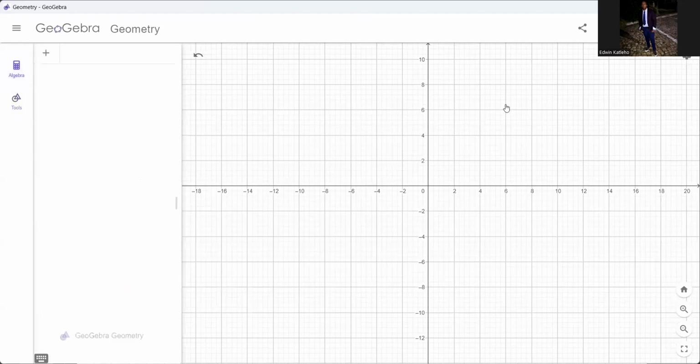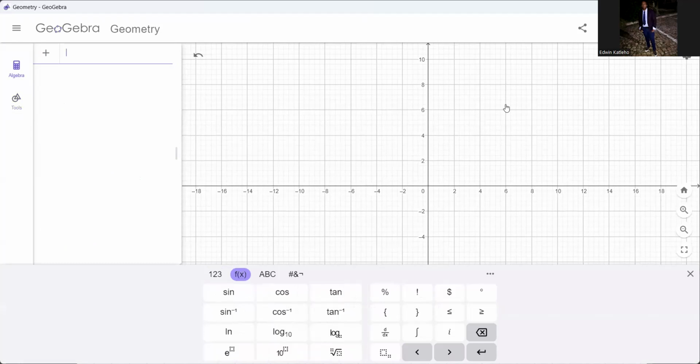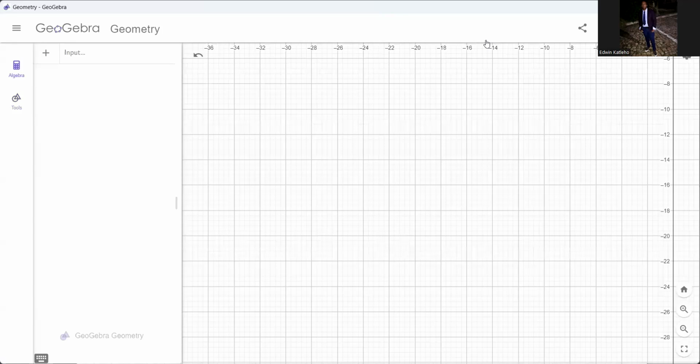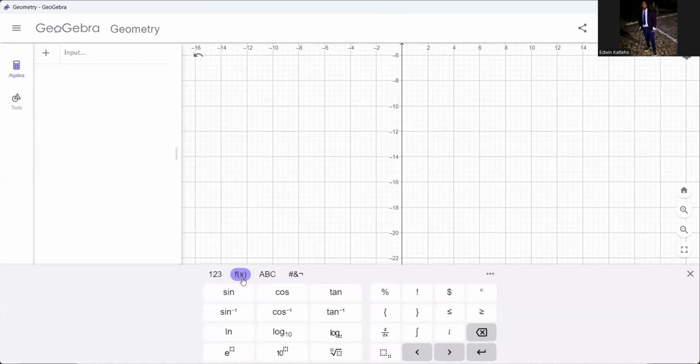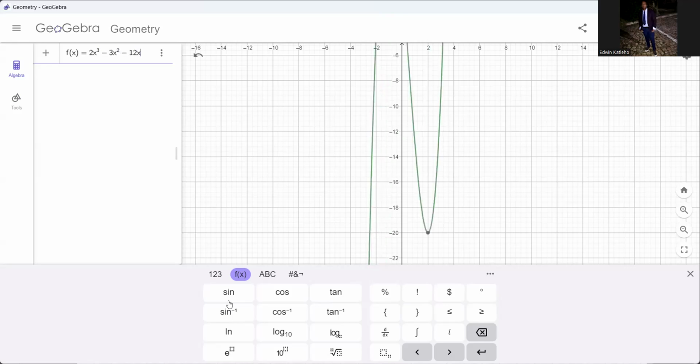Right, so let's enter the equation so that you guys can see. We said f of x will then equal to 2x cubed minus 3x squared, and then I have minus 12x. Right, enter. So this is the function.